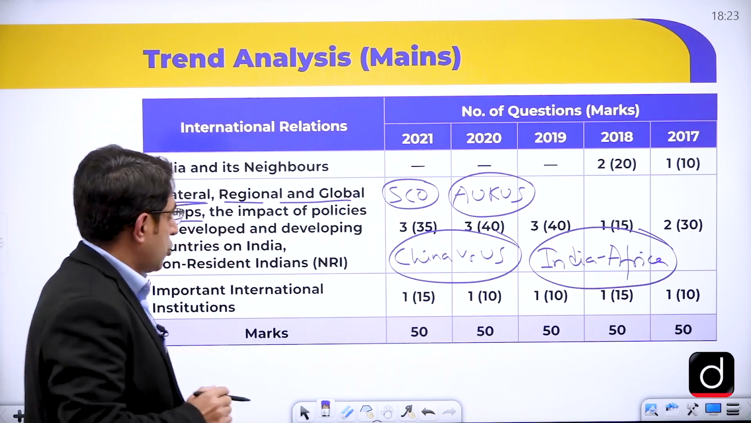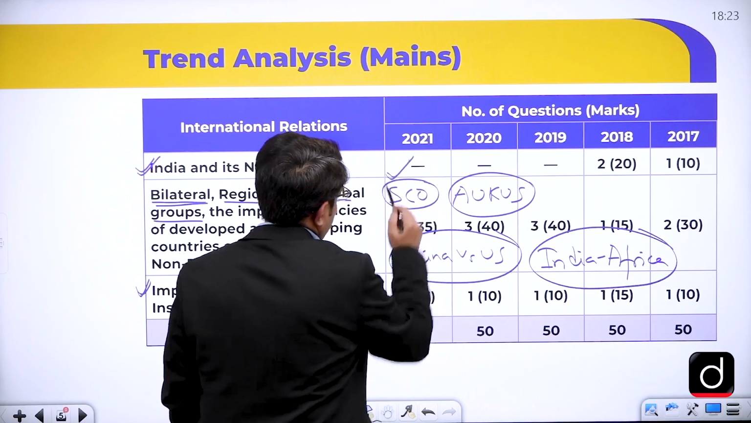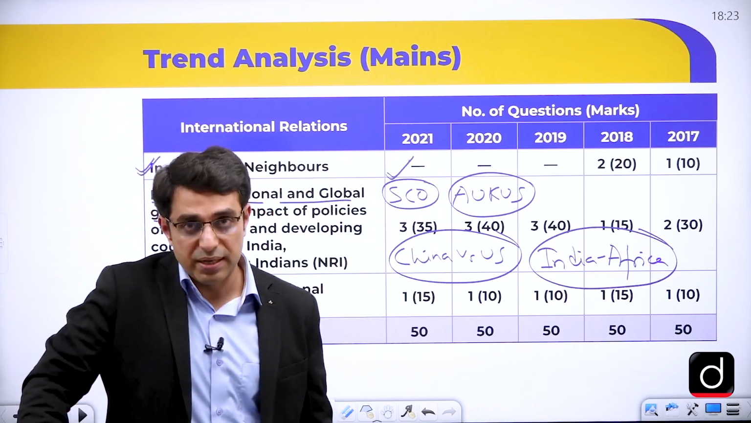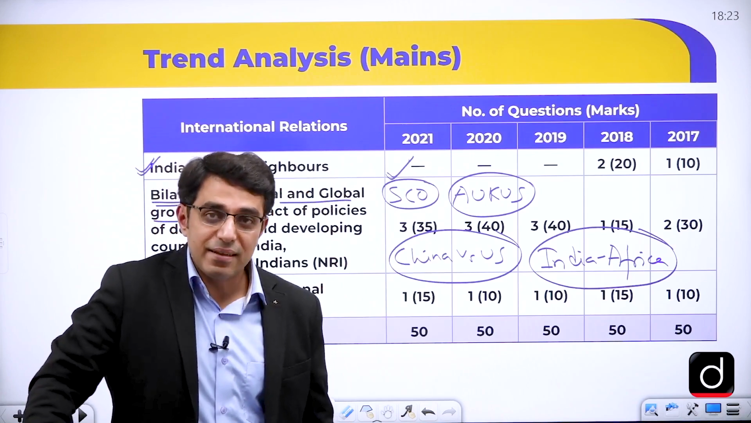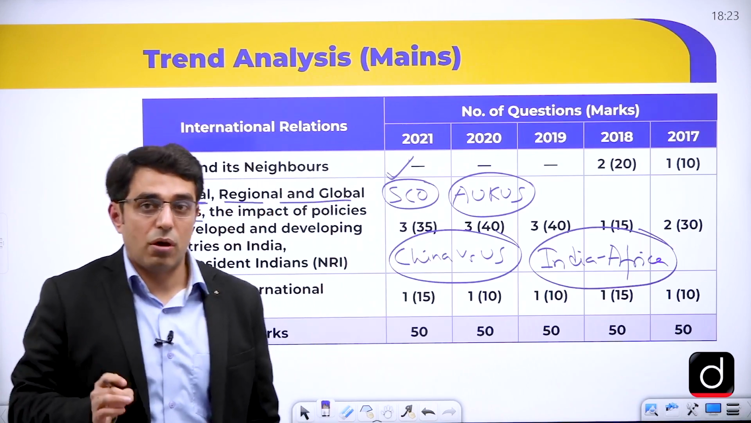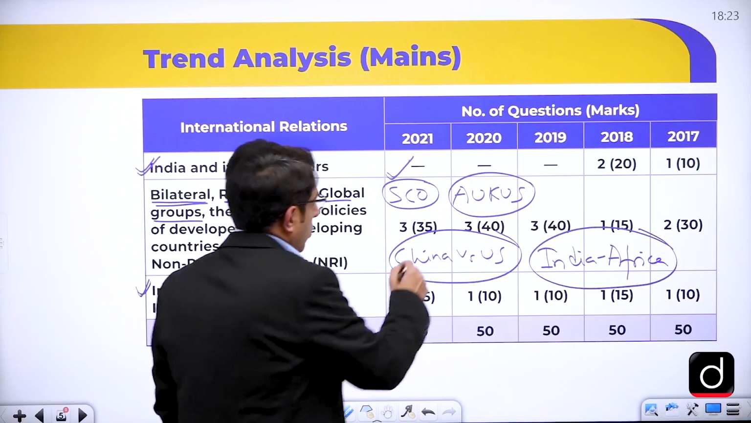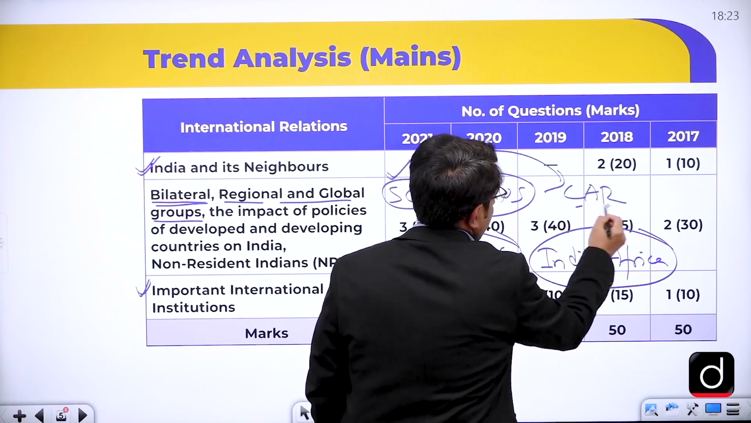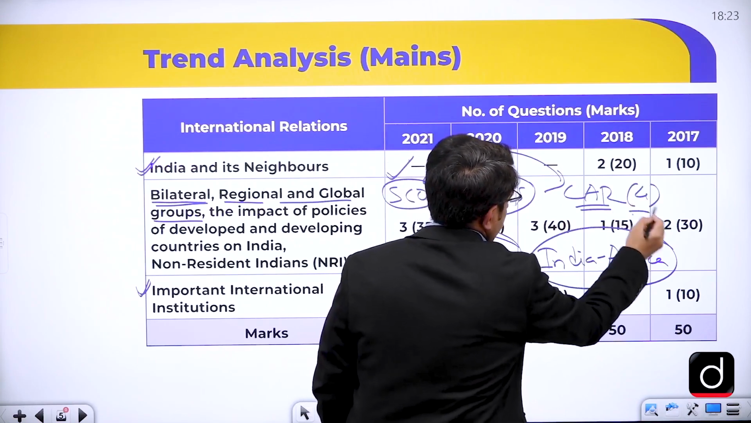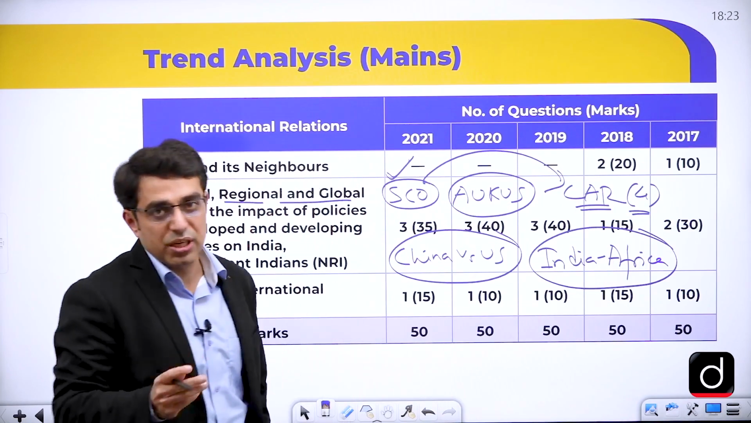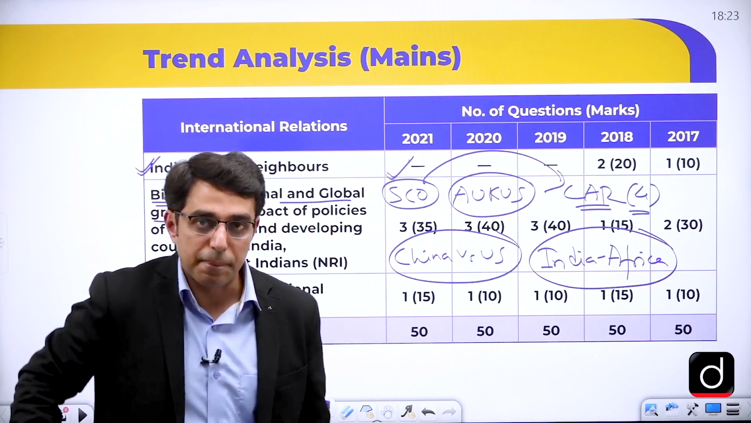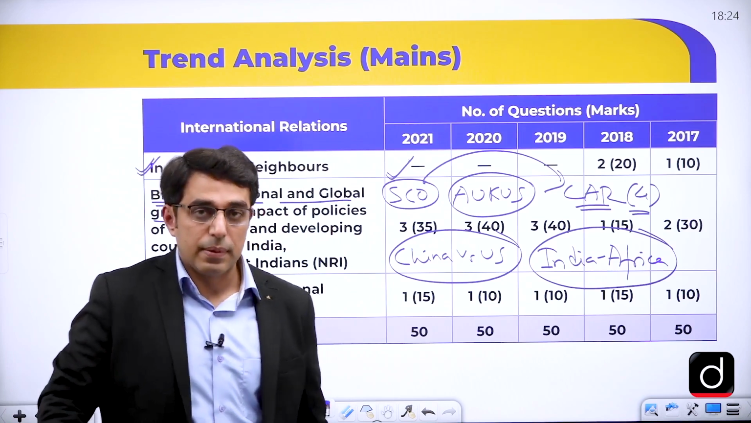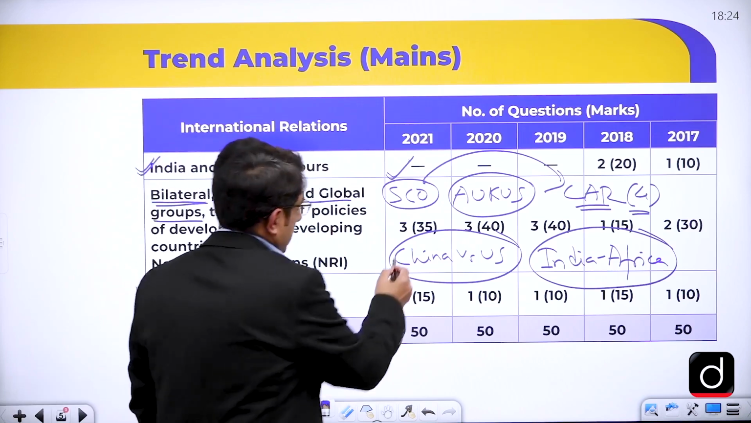Most of these topics, for example SCO, have been asked because the US troops have withdrawn from Afghanistan, and it has increased the importance of a regional grouping like SCO, which has membership of the Central Asian Republics. At least 4 of the Central Asian Republics are members of this, along with Russia, China, India and Pakistan. So that has given it a lot of importance, and that has been asked this year.